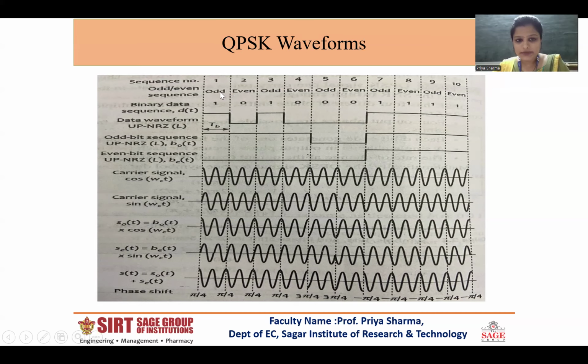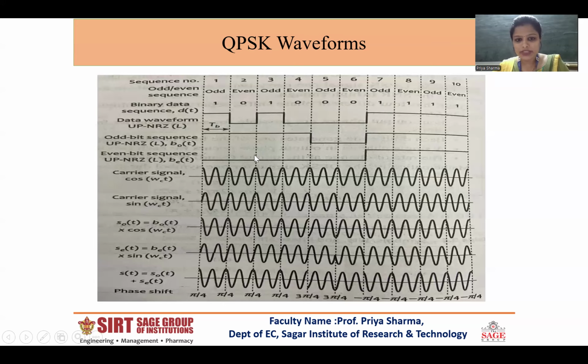The first bit is 1, then the third bit is 1, then the fifth bit is 0. So it will continue till the fifth bit. Then it has become 0, and at the seventh position it has become 1. So it will drop down to 0 voltage. Then it will continue at 0 till 1. At the seventh position it is 1, at the ninth position also it is 1. So it will continue at 1.